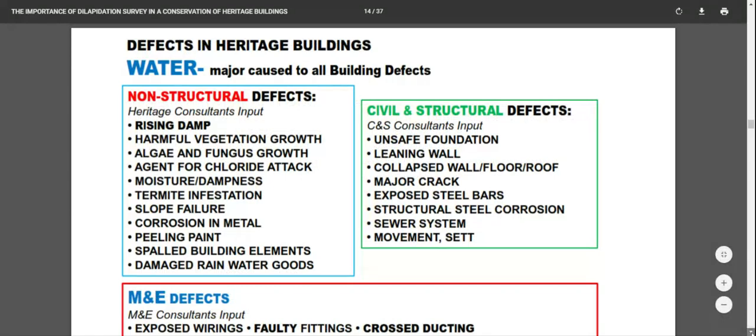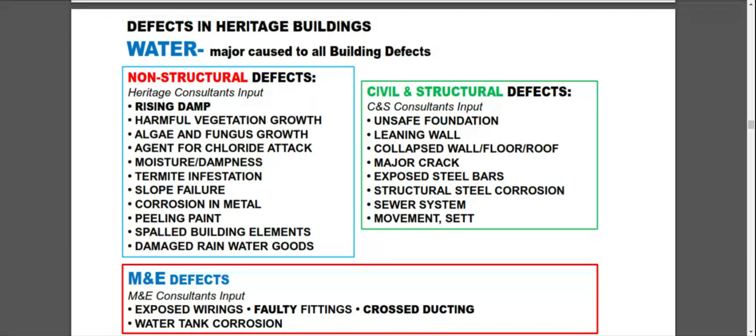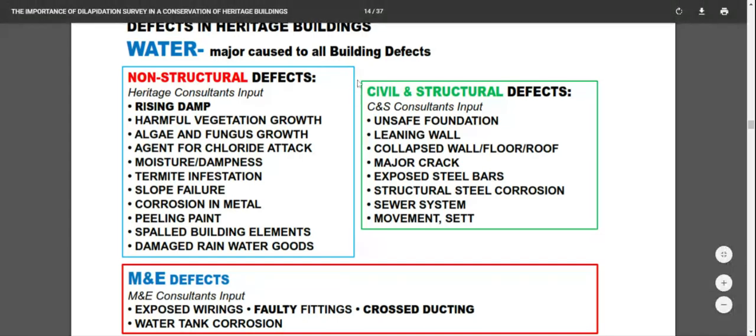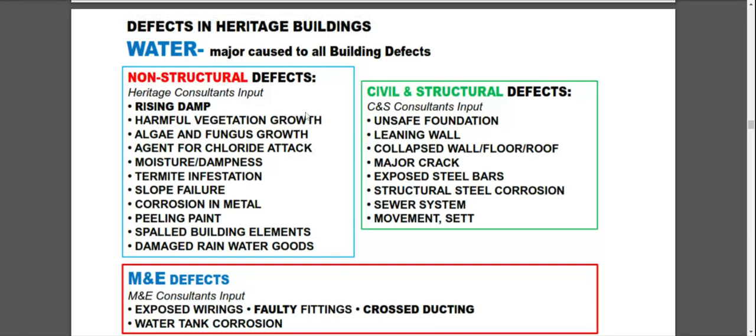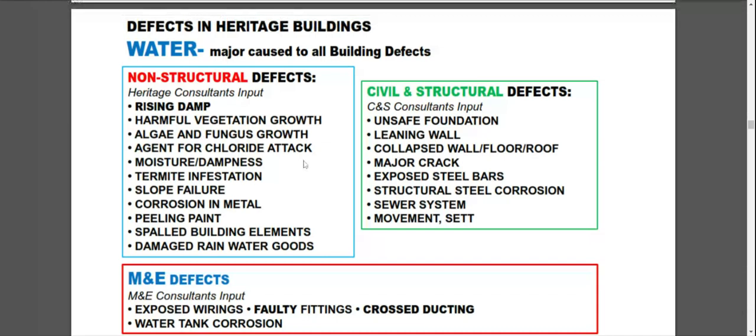Okay. When we are studying defects in heritage buildings, water is actually one of the major causes of building defects. For example, based on the analysis that has been done for non-structural defects, these are some of the inputs obtained from the consultant. Due to water, it causes rising damp, harmful vegetation growth, algae and fungus growth, and it also acts as an agent for chloride attack, moisture dampness, termite infestation, slope failure, corrosion in metal, peeling paint, spoiled building elements, and damaged rainwater goods.